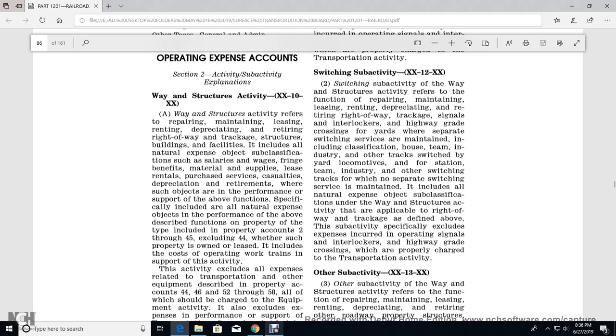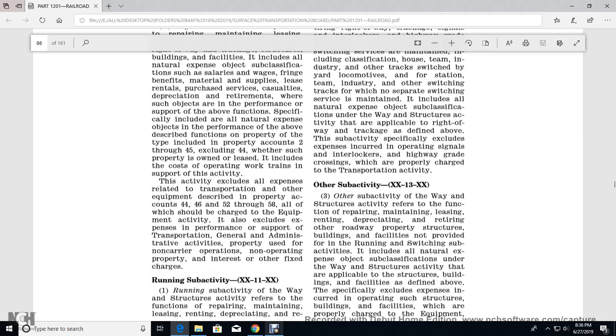of the property for the type. It includes the property accounts 2 through 45, excluding 44, related to the property only. It includes the cost of the operating work train and sub-activity support activity. Activity includes all the expense of the related transportation of the equipment described in the property accounts 44, 46, 42, 58 through 58, which should be charged for the equipment.